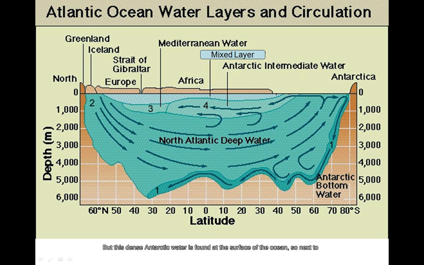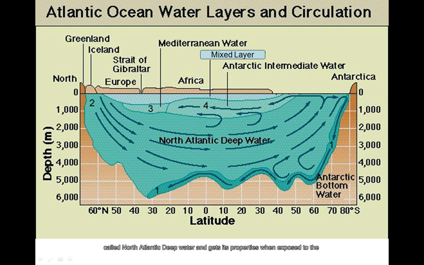But this dense Antarctic bottom water is found at the surface of the ocean. So next to Antarctica, the ocean is not density stratified. And this dense water will sink all the way from the surface down to the bottom of the ocean and form a layer in contact with the seafloor called Antarctic bottom water.